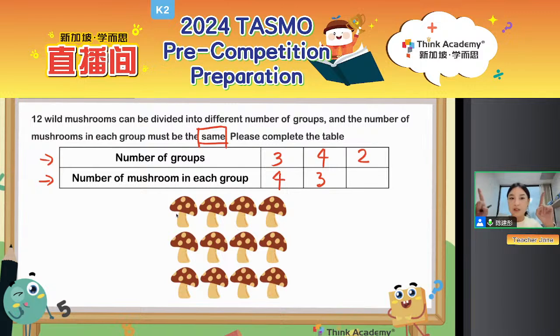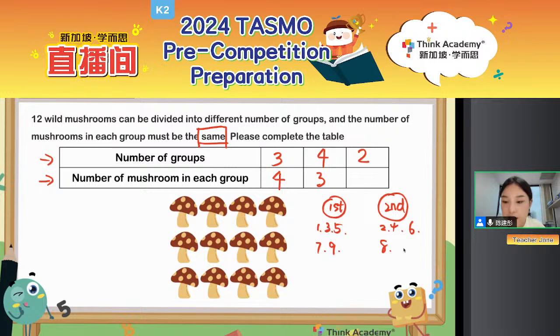1 for the first group. If you want to draw on your paper, you can also see that there are 2 groups, and as for each group, how many will there be? So there are 12 in total, right? We can give the first one to the first group, the second one to the second group, and then this is the first group, this is the second group. So 1, 2, 3, 4, 5, 6, 7, 8, 9, 10, 11, 12. So each group will have 6, right?